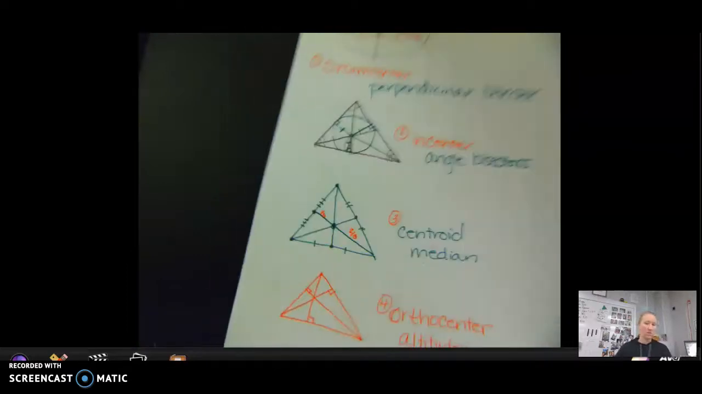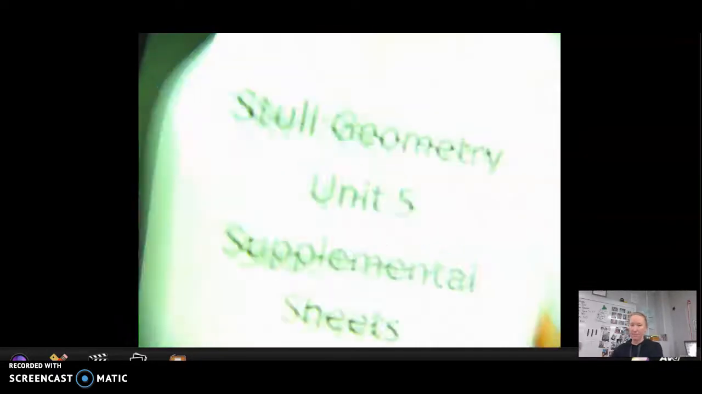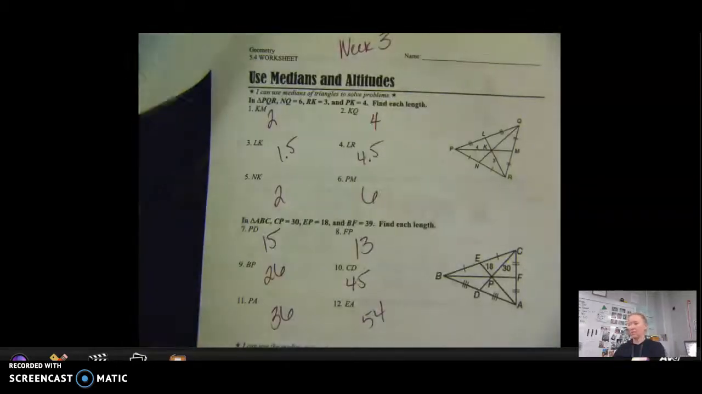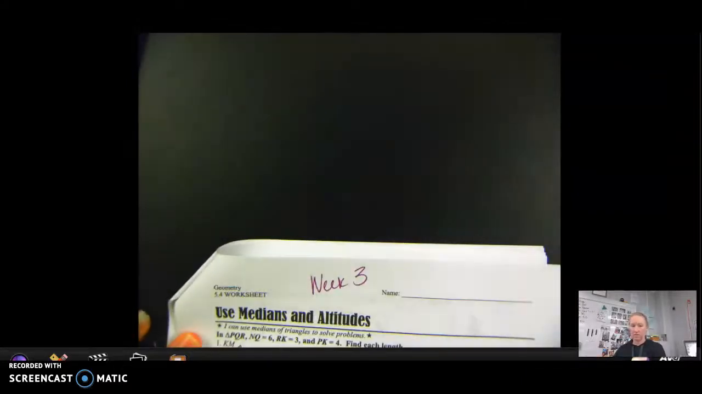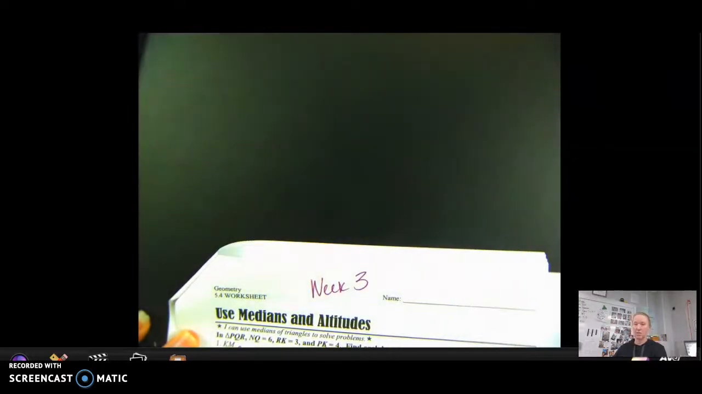So you're going to have a Schoology assignment, and then you're going to have 2 worksheet Schoology assignments. I want to show you what those worksheets are. The first one is in your supplemental packet. I switch that page. You guys have already done that one, I believe. Yep. You have already done this one. You're going to skip over this next page, and you're going to go to this guy, which is called Use Medians and Altitudes. Okay, 5.4 worksheet. Use medians and altitudes. That's going to be your next Schoology assignment. So complete the front and back of this worksheet and then enter your answer.